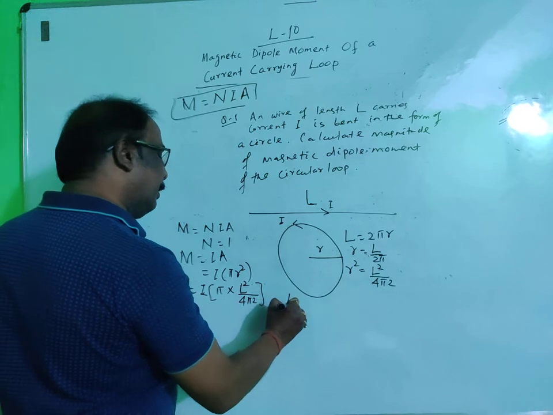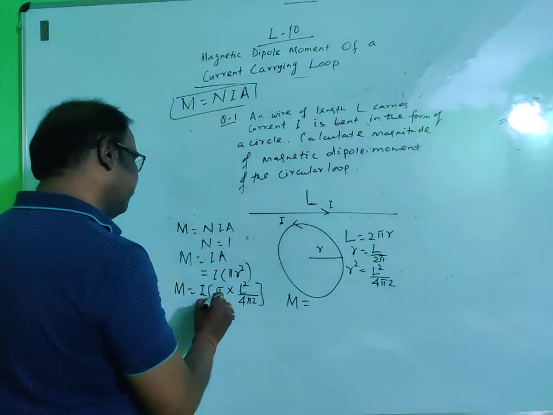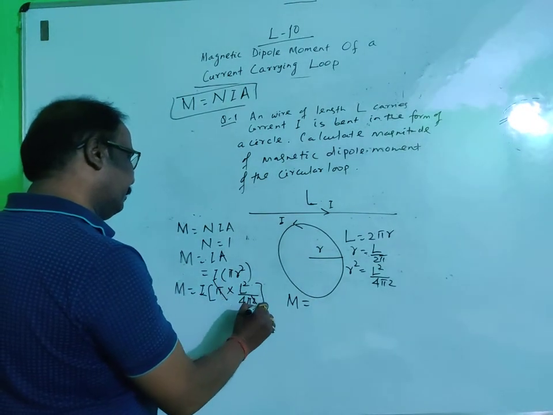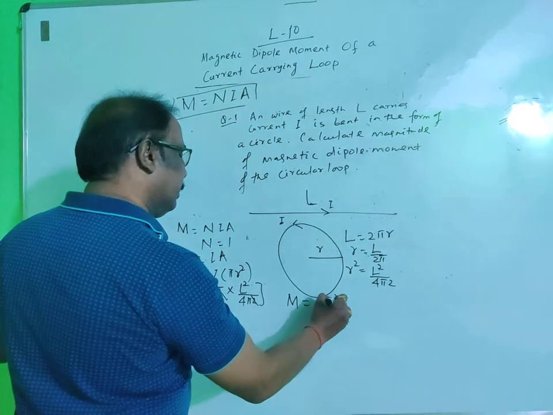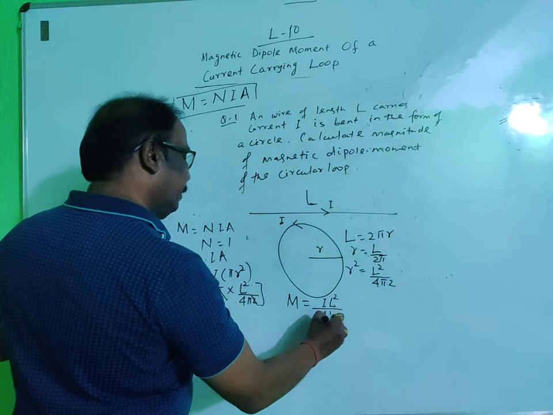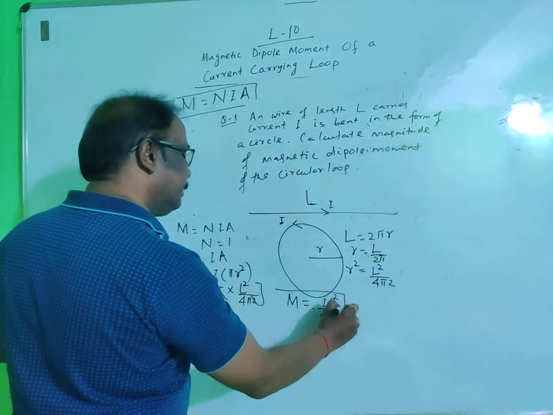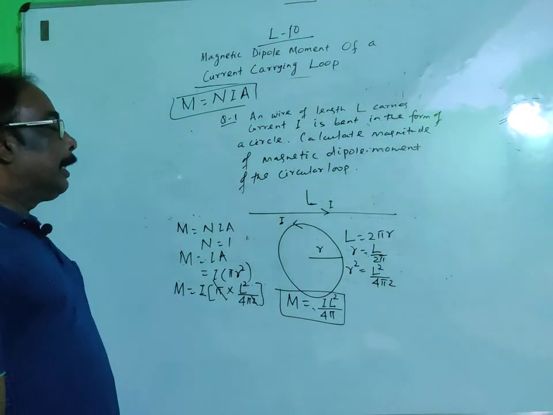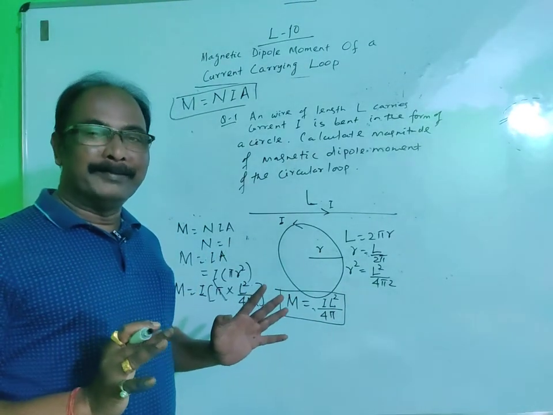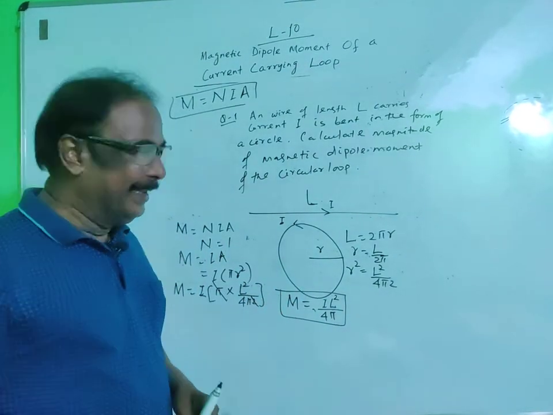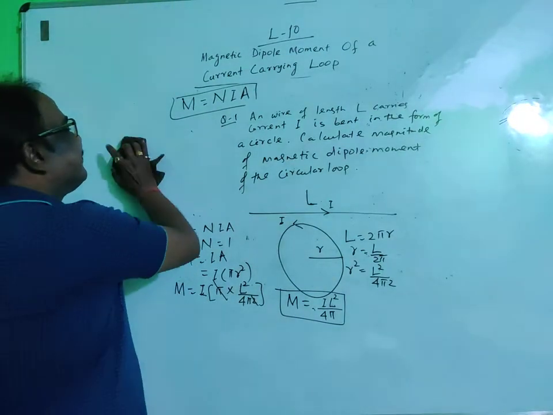Okay. And finally, this is our answer, magnitude of magnetic dipole moment, pi cancels. The final answer is I L square divided by 4 pi. Very simple. Magnetic dipole moment is I L square by 4 pi. Is it clear? Okay. The next question.